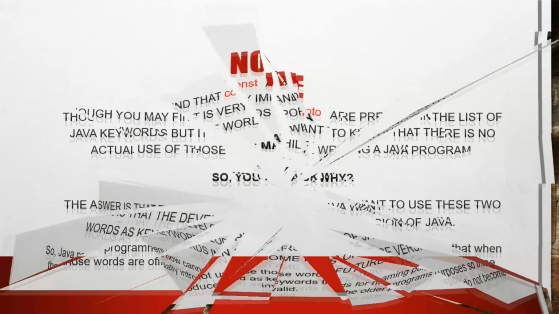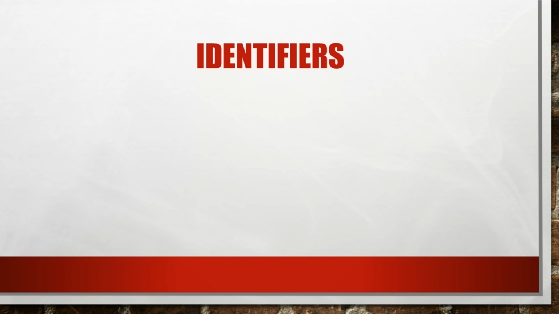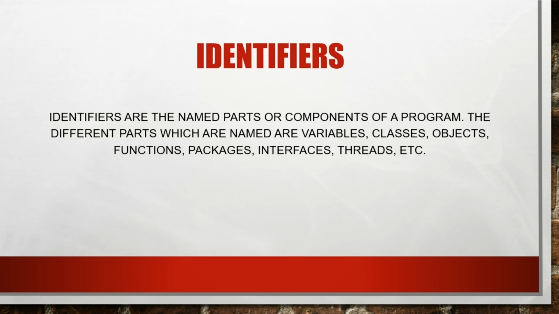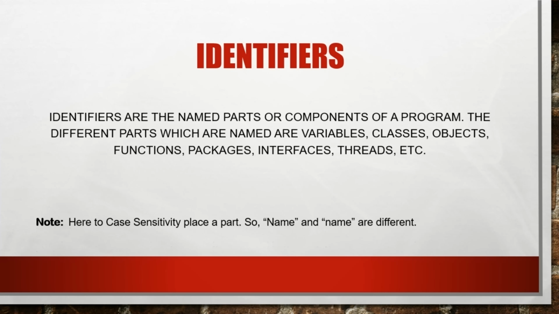That's all with keywords. Now, we have identifiers. Identifiers are the named parts or components of a program. The different parts which are named are variables, classes, objects, functions, packages, interfaces, threads, etc. These are named by the programmer. Now don't think too much about these. You will learn about all of these in the upcoming videos. But for now just know that they are the named parts.